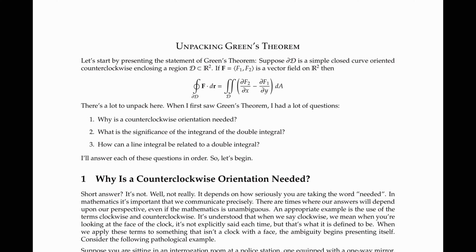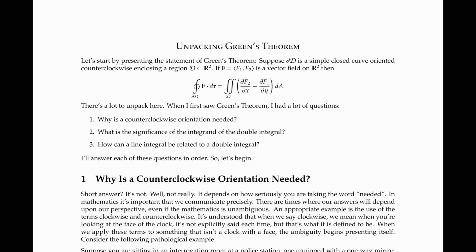So for myself, in my own experience, first learning Green's theorem, I had a lot of questions. I mean, I had three big questions, maybe not 40 questions, but I had some bigger questions. So when I read Green's theorem, at the very top here, the theorem statement starts right here and ends right here. Suppose del D is a simple closed curve oriented counterclockwise, and it's enclosing a region D of the plane, two-dimensional Euclidean space.